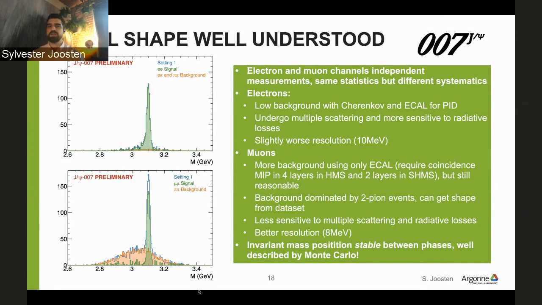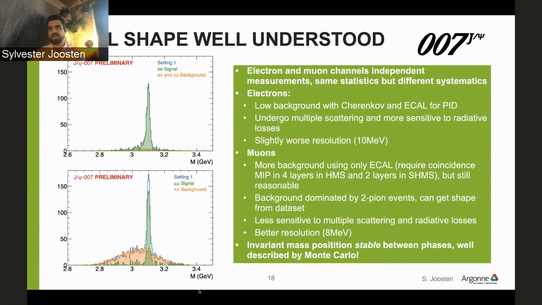What is very powerful is that these electron and muon channels are really independent measurements. They're independent experiments, really. They have the same statistics, but completely different systematics. For the electrons, we have very low backgrounds because we have a very good PID through the Cherenkov and calorimeter system in the HMS and SHMS. However, they undergo multiple scattering and are more sensitive to radiative losses. Because of that, we get a slightly worse resolution of 10 MeV.